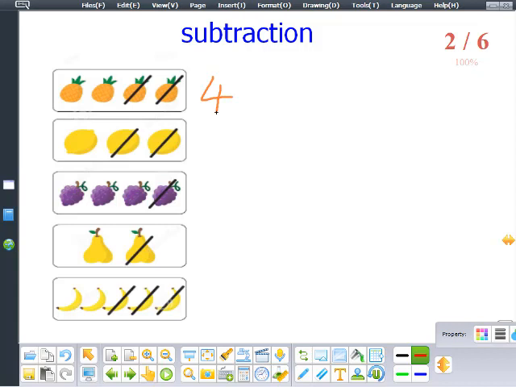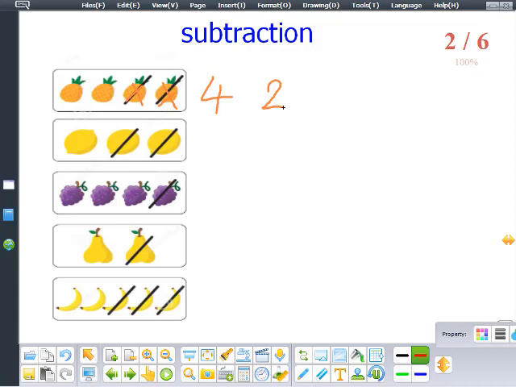Now I want to eat 2. I'll eat 2, so I'll make a cross on 1, 2. So I'll eat how many? 2. So let's write 2. When I eat, it means what? I take away or I add? Excellent. It means I take away. When I eat, it means I take away. And when I take away, when I hide, it means I subtract.